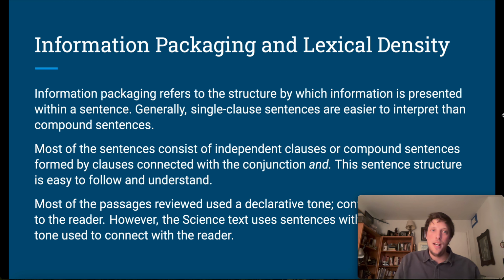The next factor is information packaging and lexical density. Information packaging is the structure by which information is presented within a sentence. Generally, the simpler the sentence is, the easier it is to find the meaning of it. The simplest sentences are single clause sentences that just stand alone. For example, there is a dog. The more complex a sentence gets, the more commas, the more conjunctions, etc. we add, the more difficult the meaning is to find.